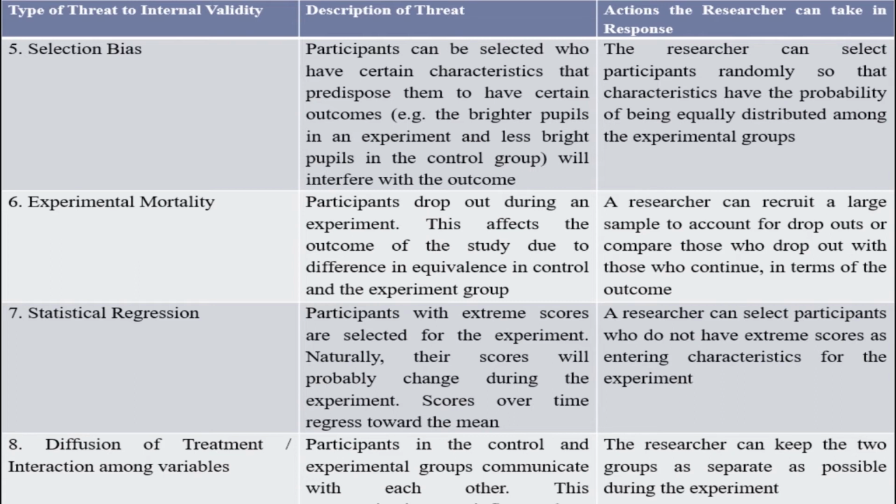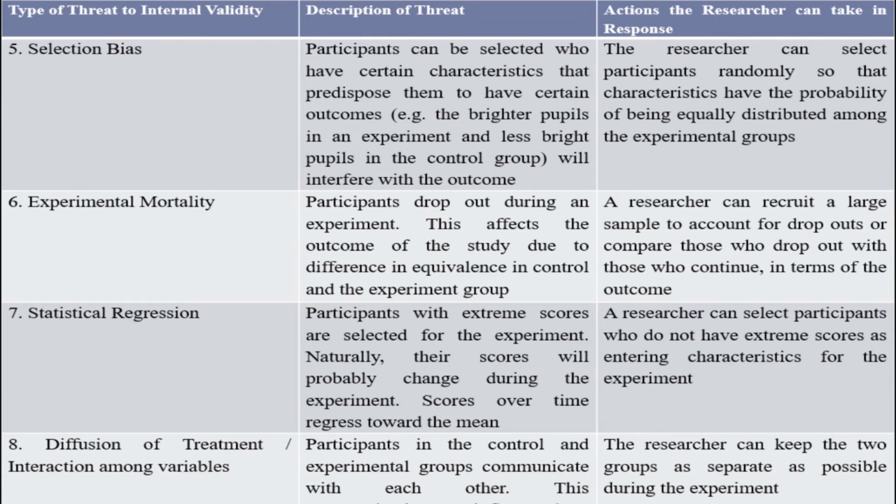Another threat is statistical regression. This is similar to selection bias, where participants with extreme scores are selected for the experiment. Definitely, they will affect the outcome. So how can you address this threat? Ensure that you select participants who do not have extreme scores as entering characteristics for the experiment.